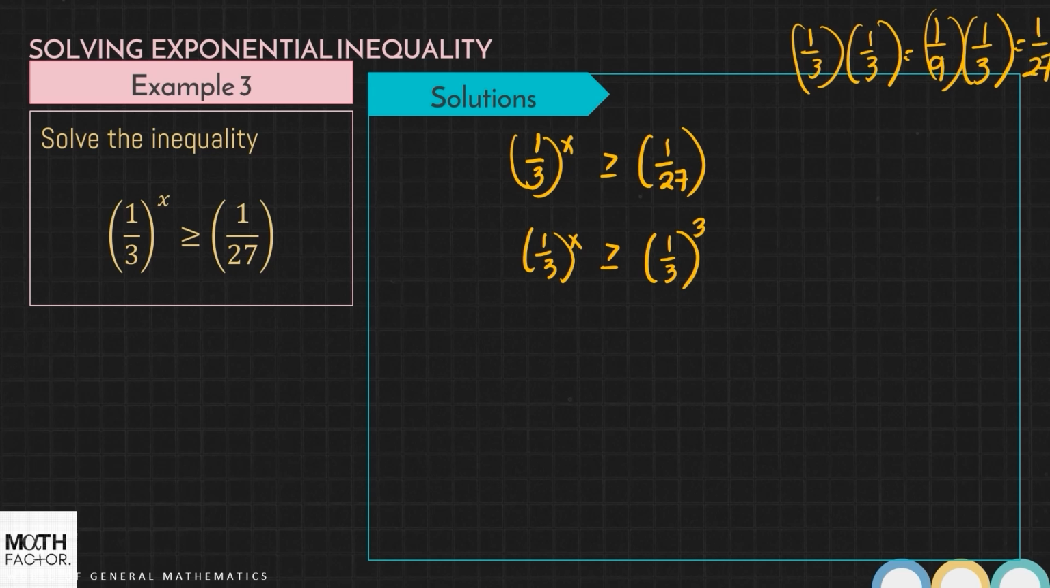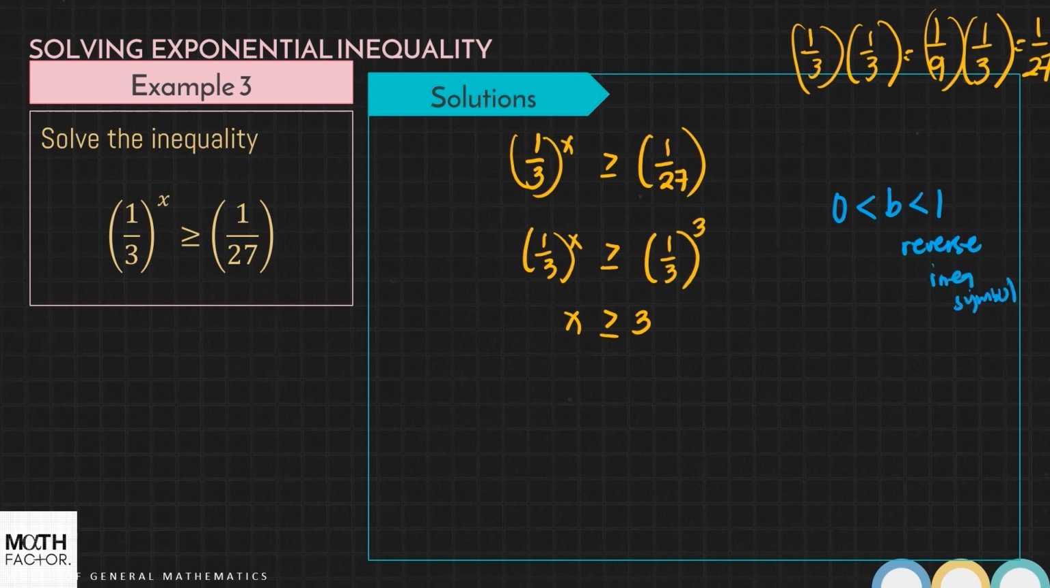Next is to apply one-to-one property. Since we have here same bases, we have x is greater than or equal to 3. But kung mapapansin natin, meron tayong property before, yung second property natin, if the base is greater than 0 but less than 1, we're going to reverse the inequality symbol.